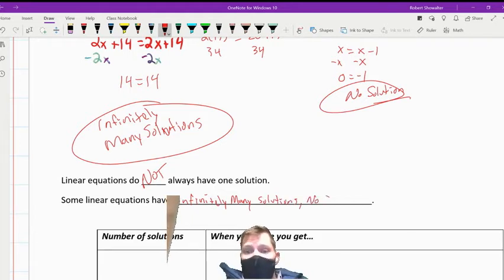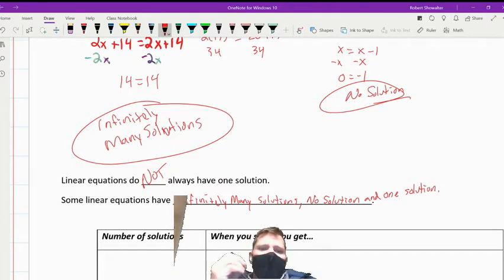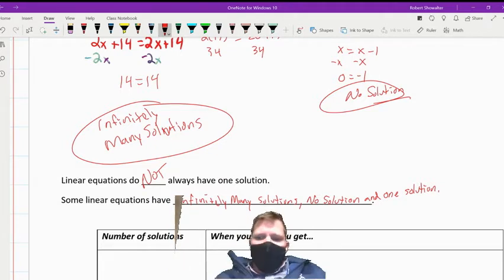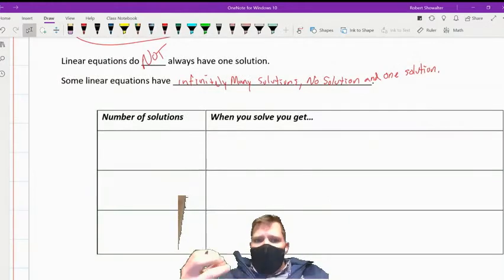Some equations have no solution, like no number that works. And some equations have one solution, a single solution that works. In terms of equations with one variable, in the context of Algebra 1, these are the options that we're going to have. So how many solutions?